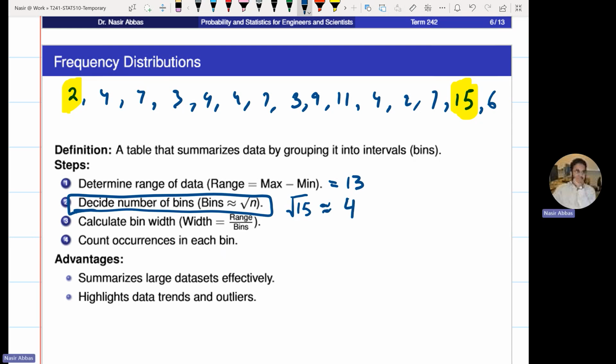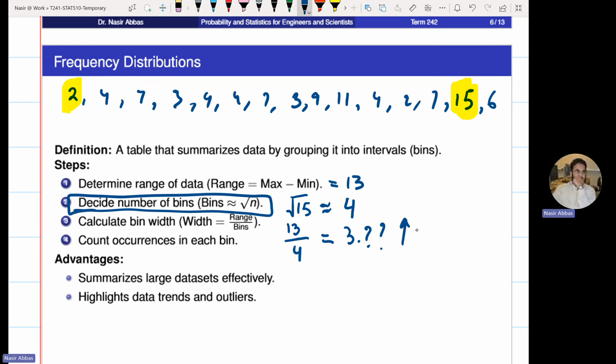Let's make it approximately 4. So suppose there are 4 bins that you have to make. Calculate the width of each bin. So divide the range by the number of bins. What do you get? 3 point something.